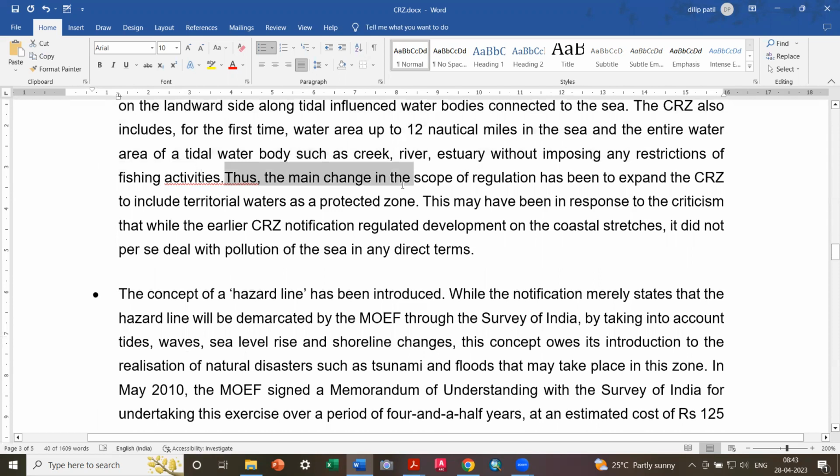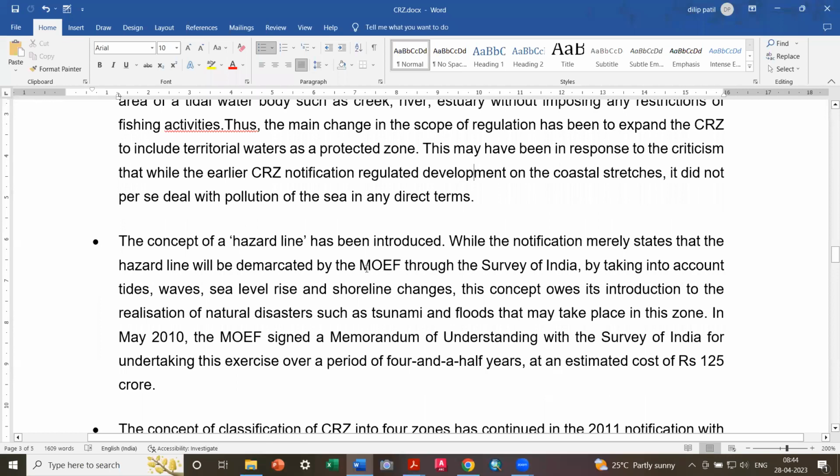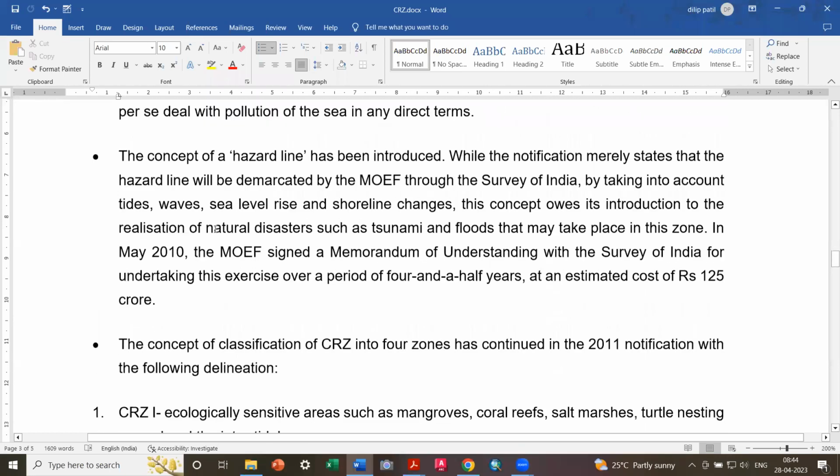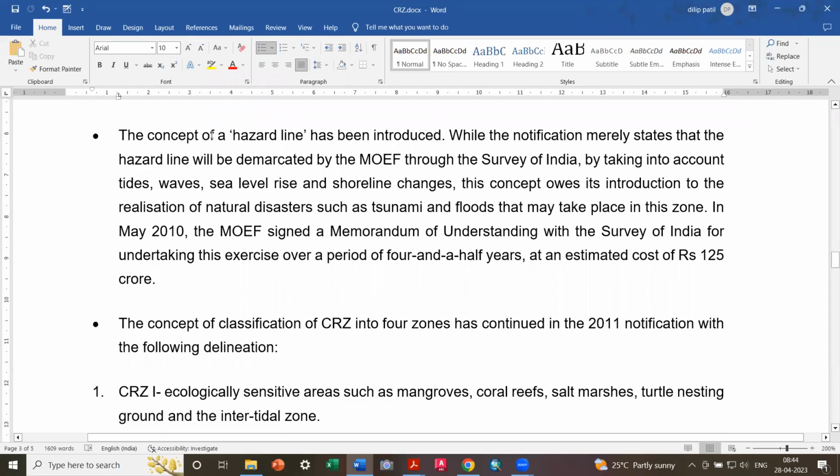Thus, the main change in the scope of the regulation has been to expand the CRZ to include territorial waters as protected zones. This may have been in response to the criticism that while the earlier CRZ notification regulated development on the coastal stretches, it did not per se deal with the pollution of the sea in direct terms. So, as per the requirement, the content is amended.